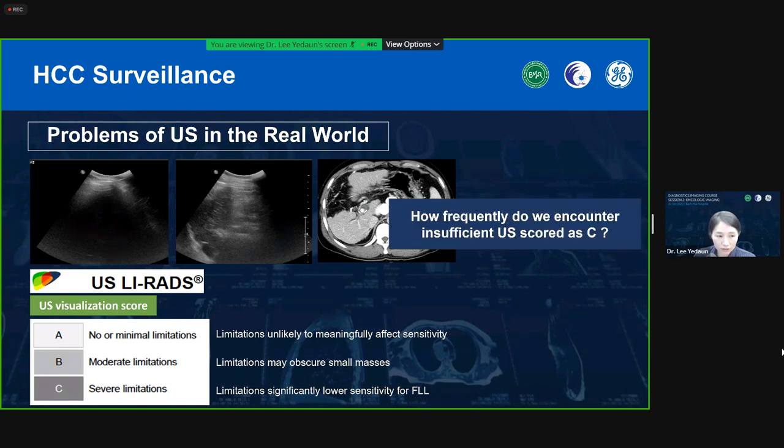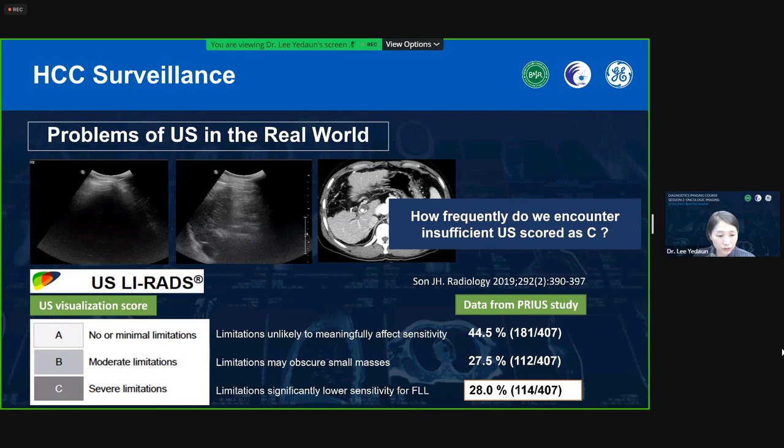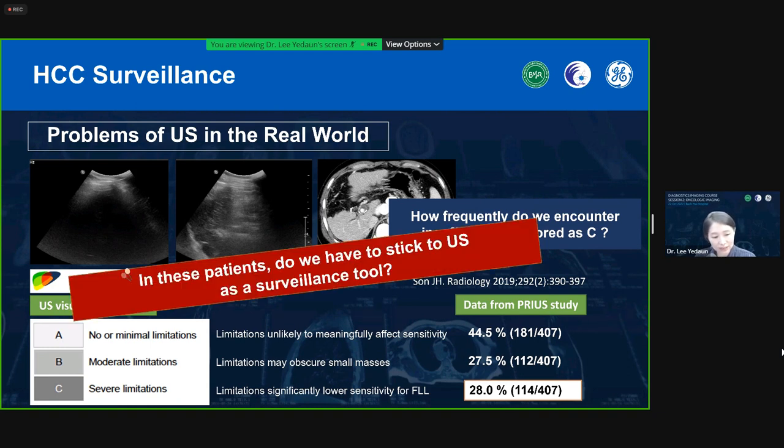So, can you guess how frequently we encounter insufficient US scored as C? From the previous study data, almost 30% of US scans were regarded as score C. So it's quite mind-boggling, isn't it? So in these patients, is it okay to stick to US as a surveillance tool, even though it looks like aiming targets without seeing them?